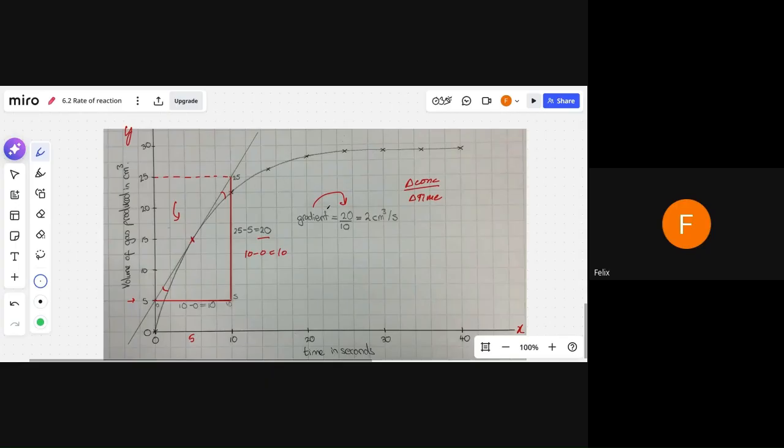So how about now you try to calculate the rate from this graph at 20 seconds, right? Give me the answers in the comments below.